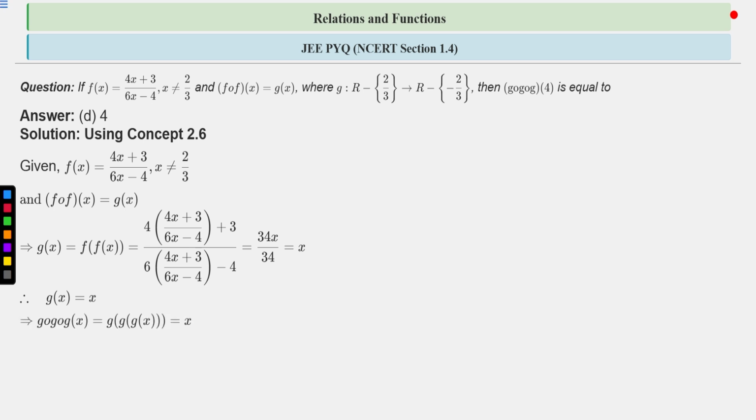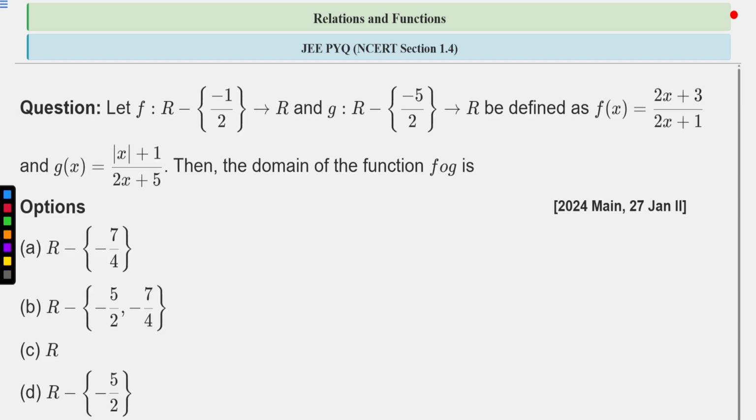So g o g(x) will be equal to g of g(x), which is equal to x, which we have already calculated. Clear? So we can say that g o g o g(x) will be equal to x. Clear? So g o g o g(4) will be equal to 4. 4 will be the right answer. Clear? So option D, 4 will be the right option. Okay, let us move to the next question.